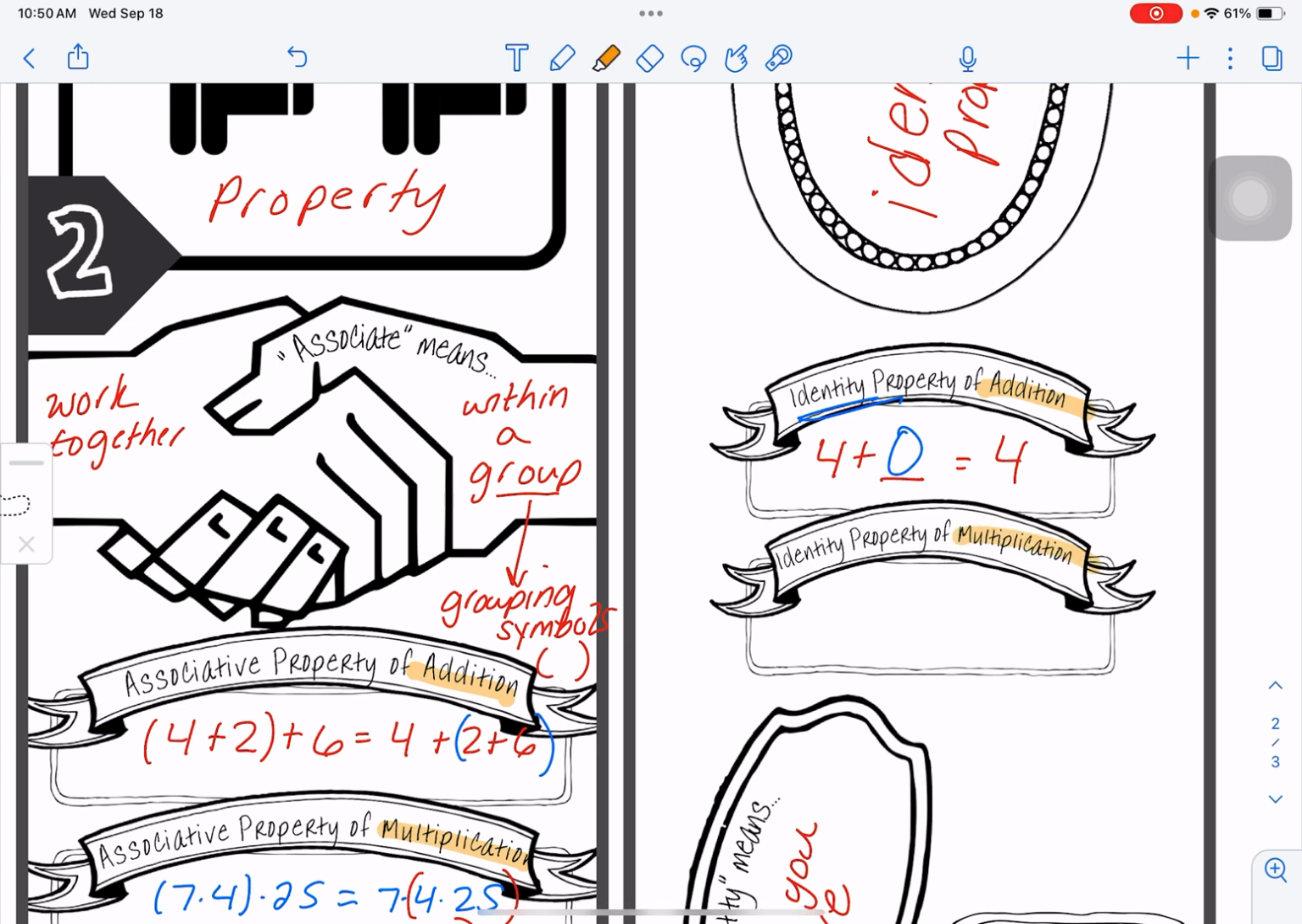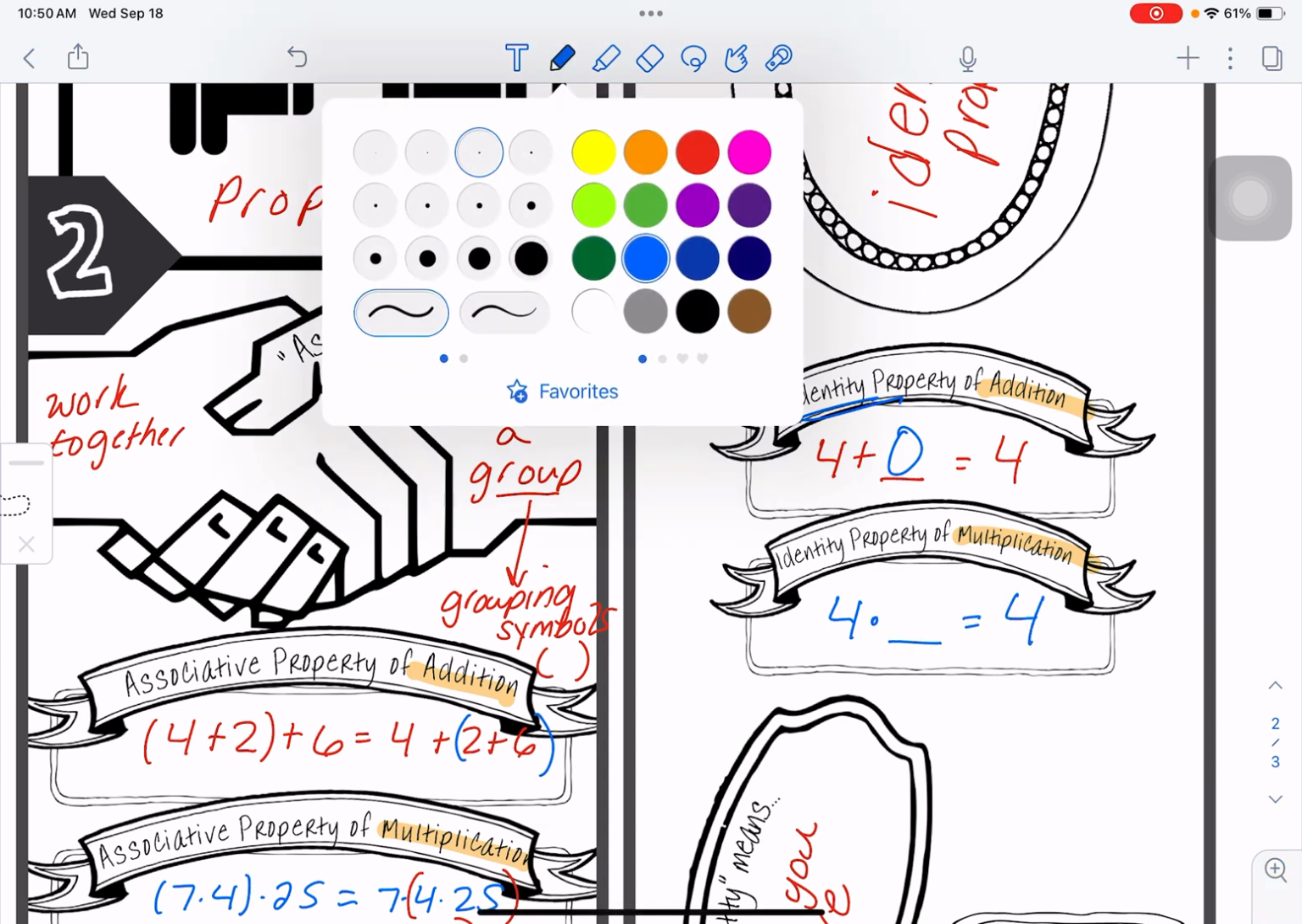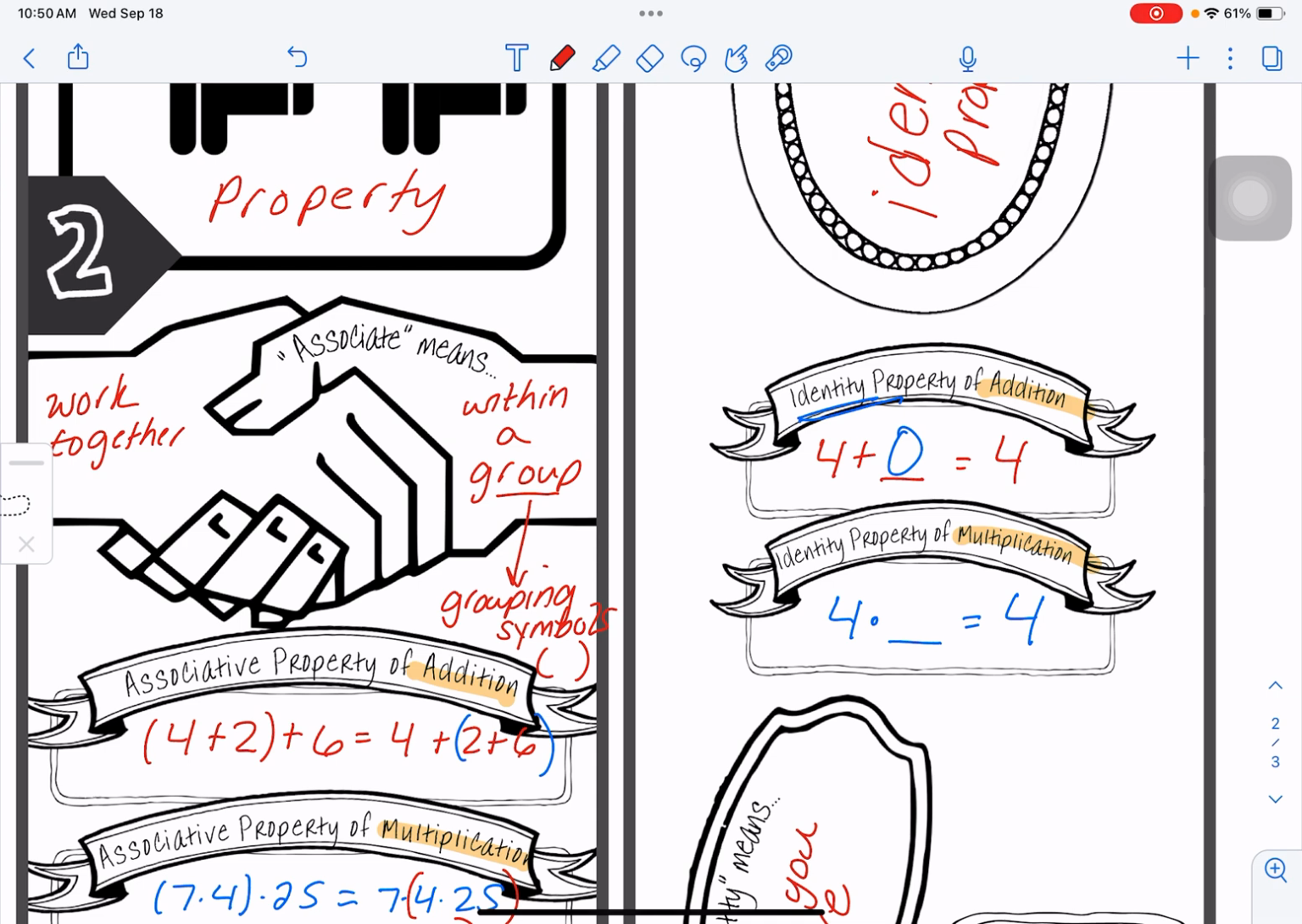Now in the case of the identity property of multiplication, that one is saying, what can I multiply a number by that isn't going to change its identity? Isn't going to change who that number is. If you said the number 1, you would be correct. When I multiply by 1, I'm not changing the identity or the value of the number. Those are two identity properties that you may see along the way in math.